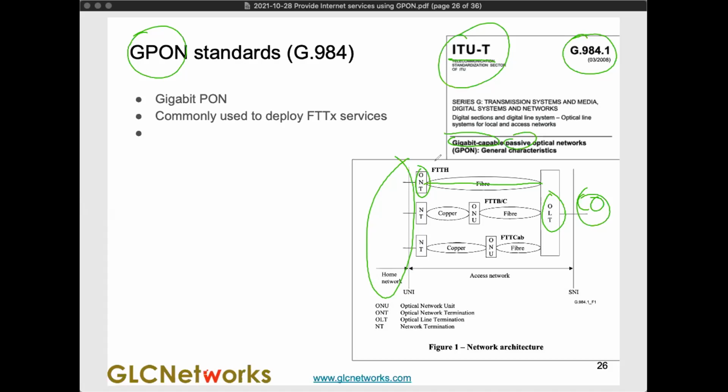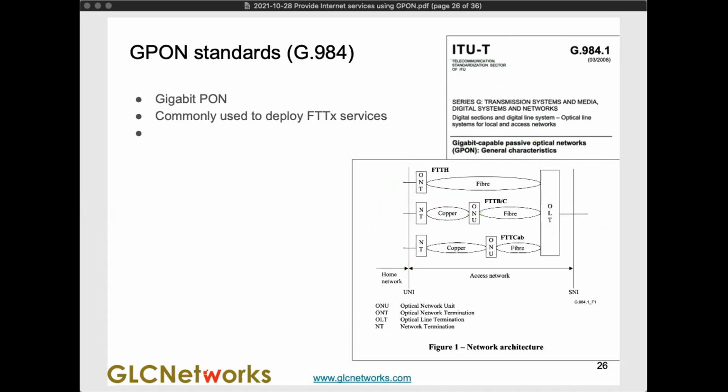ONU, okay? So here you have fiber to the ONU, and then from the ONU through copper wire to the network terminations. Or, if you have a cabinet, from fiber optic we have the ONU connect to others. So this is FTTB, fiber to the building, or fiber to the cabinet, like what I explained previously. So this is how we implement GPON.